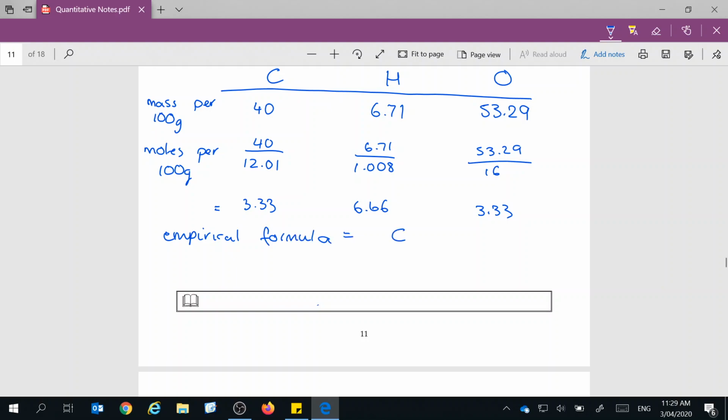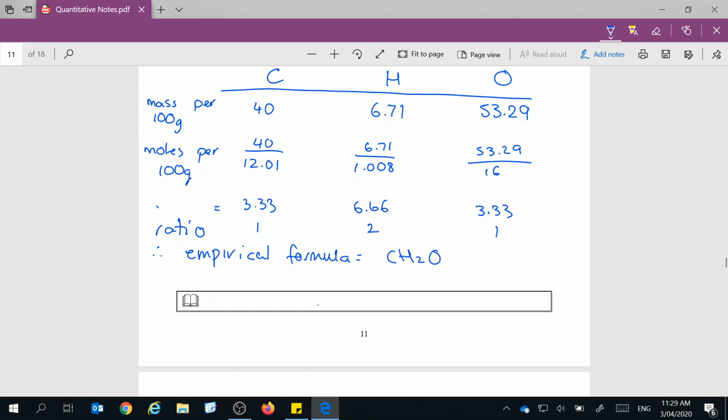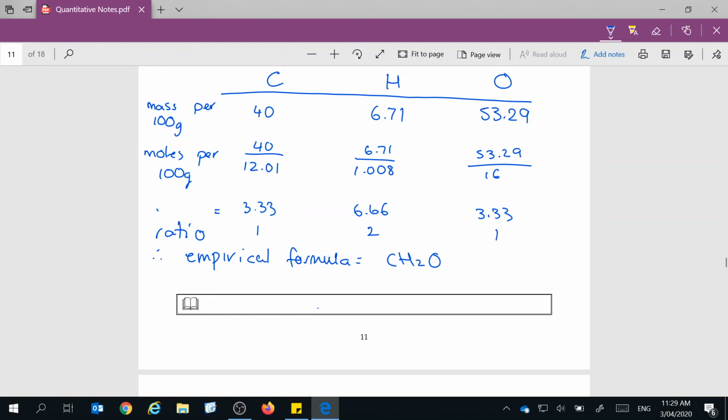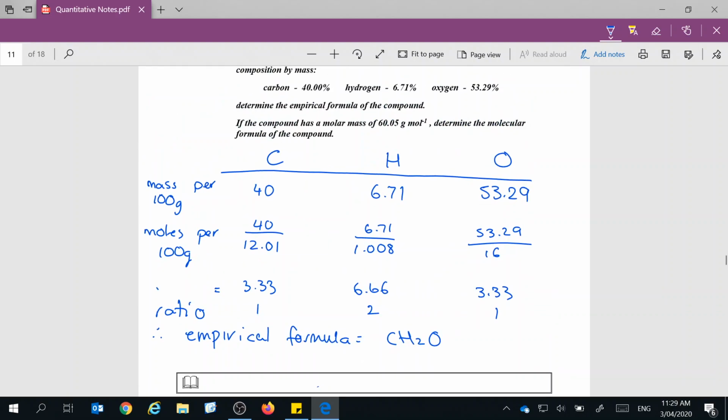Oh, I didn't finish the ratios. I'm so sorry. Silly me. So dividing each of these numbers by 3.33, I'm going to get the ratio 1, 2, 1. Therefore, the empirical formula is CH2O.